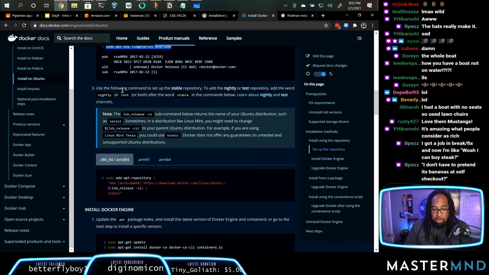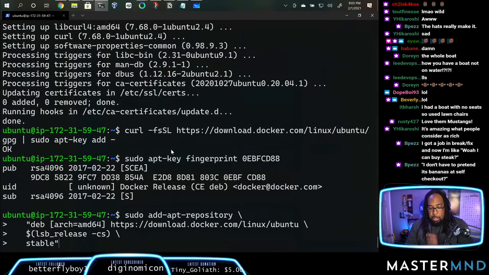Let's, I don't think I need to do this part. Use the following to add the stable repository. Cool, I'll add it. I've done this enough times where this hopefully will just work.